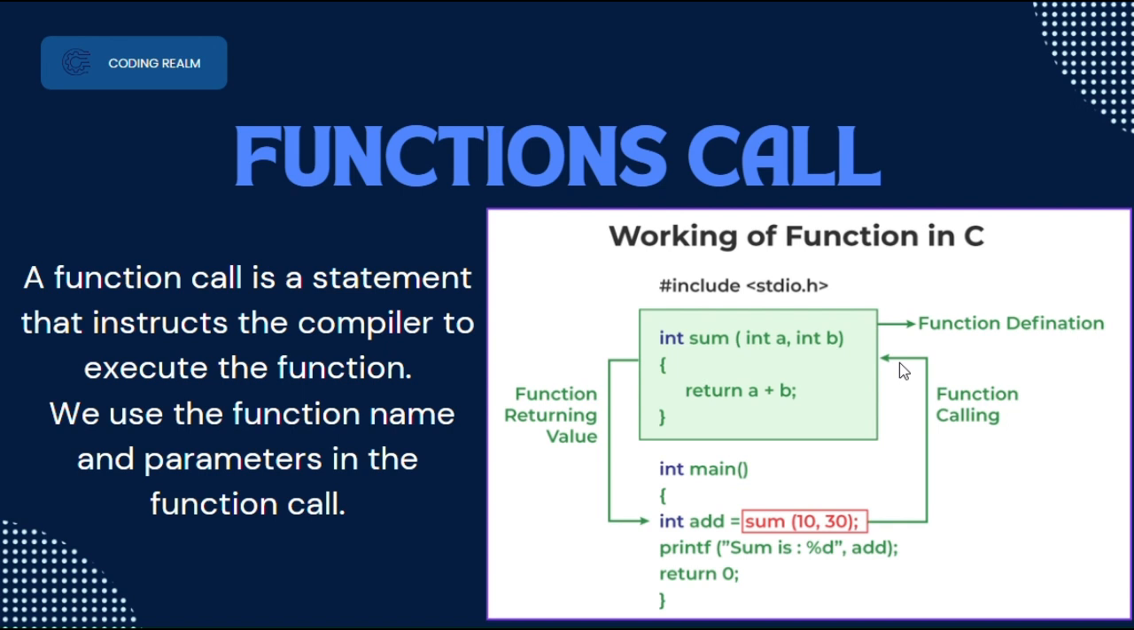In this example, the sum function is called first, and 10 and 13 are passed to the sum function. After the function call, the sum of a and b is returned and control is also returned back to the main function of the program. This is how to use the function call in the C programming language.